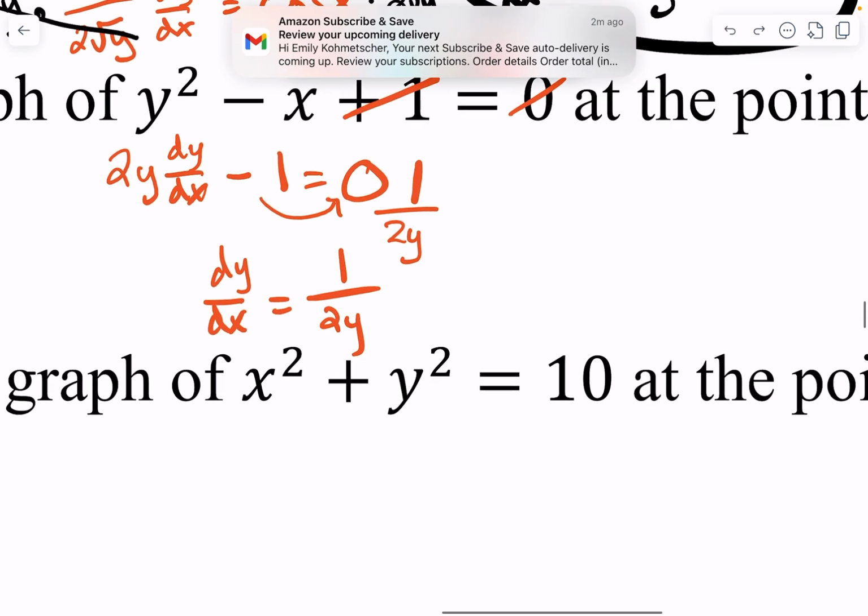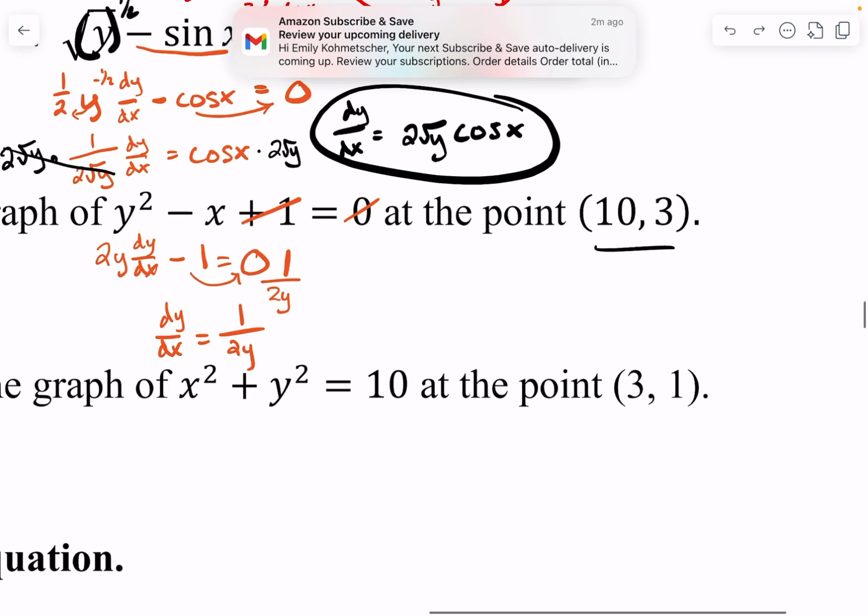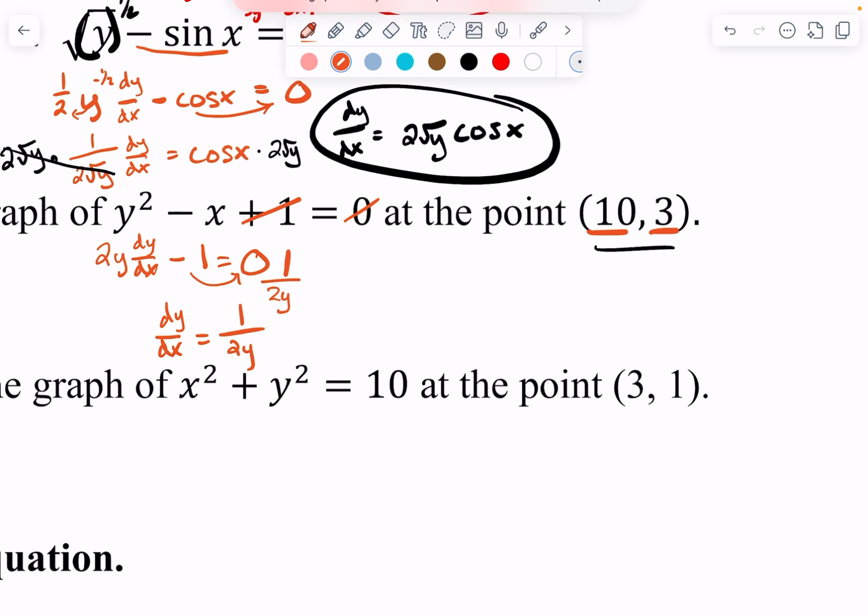That is my derivative, but I want it specifically at the point (10, 3). So dy dx is my derivative, and I plug in 10 and I plug in 3. But I only have a y to plug in for. That's fine. We're only going to plug the 3 in. So dy dx will be equal to, if I plug 3 in, 1/6.